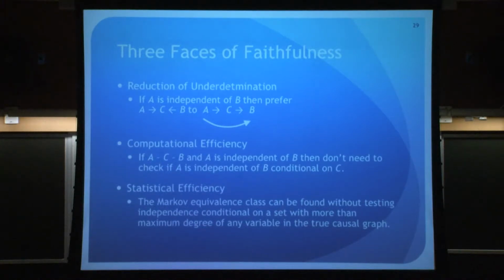Because basically, what it's saying is, if I have a graph, at some stage I've determined that A and C are adjacent and C and B are adjacent, and A is independent of B, then I don't even need to check whether A is independent of B conditional on C. Faithfulness will guarantee that I don't need to worry about that. And it also is getting me statistical efficiency, because basically it's telling me that I don't have to ever look at whether A is independent of B conditional on some subset of 100 variables. I only have to look at whether it's independent of B conditional on a few variables, namely its parents. So assuming that the graph is not really dense, what that means is I also get statistical efficiency.